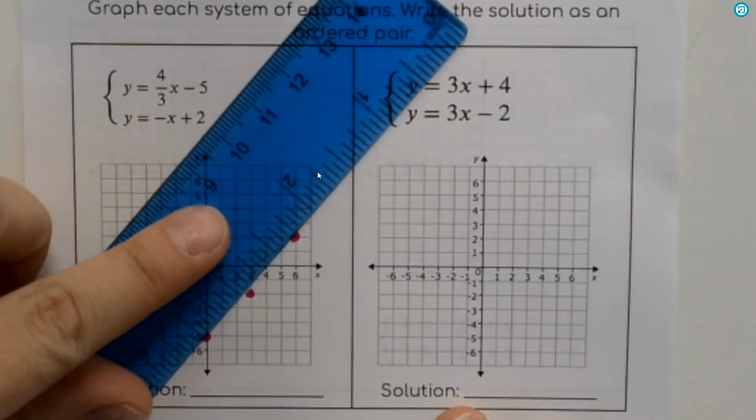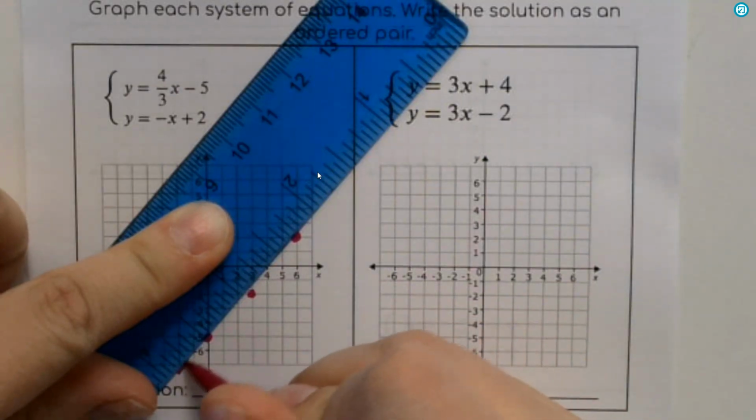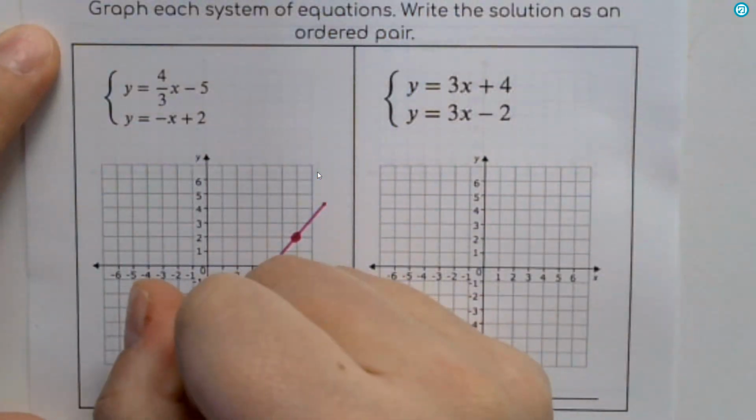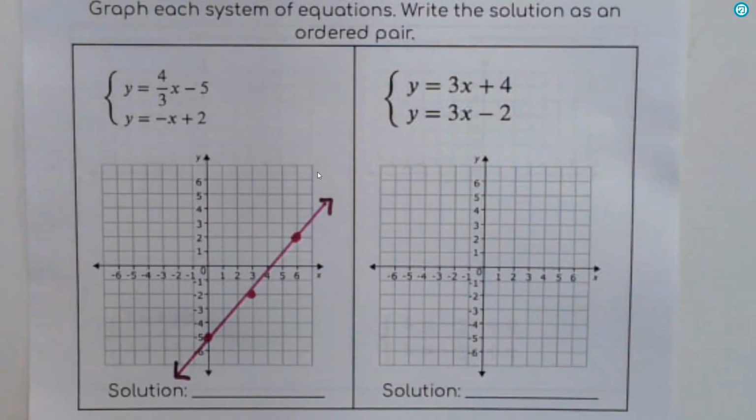I recommend connecting your first line before you start trying to graph your second one, because otherwise you might get confused as to which dots go to which line.